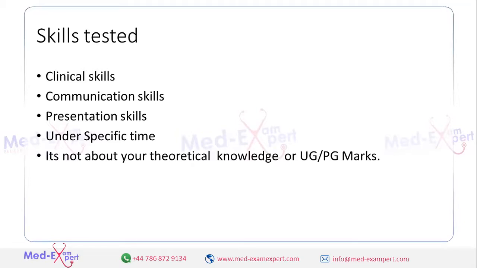So remember, a PACES exam is not about your theoretical knowledge. It's not about undergraduate or postgraduate marks. I've seen a lot of students who were excellent in their academics in the undergraduate and postgraduate exams and had difficulty passing the PACES. I've also seen students who are quite average in their academics, but cleared PACES in their first attempt. You just need to know what the expectations are from the patient and from the examiner, and deliver these skills under pressure. That's the only thing that matters.